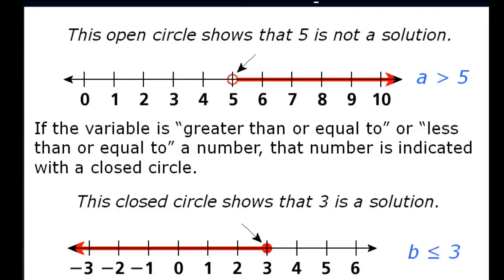The closed circle here means that 3 is a solution with us, and any number below it is also a solution. I have here B smaller than or equal to 3. So this one means smaller than or equal to 3. If B equals 3, then 3 is a solution, since 3 is equal to 3. Any number below 3, or any number smaller than 3, is also a solution.